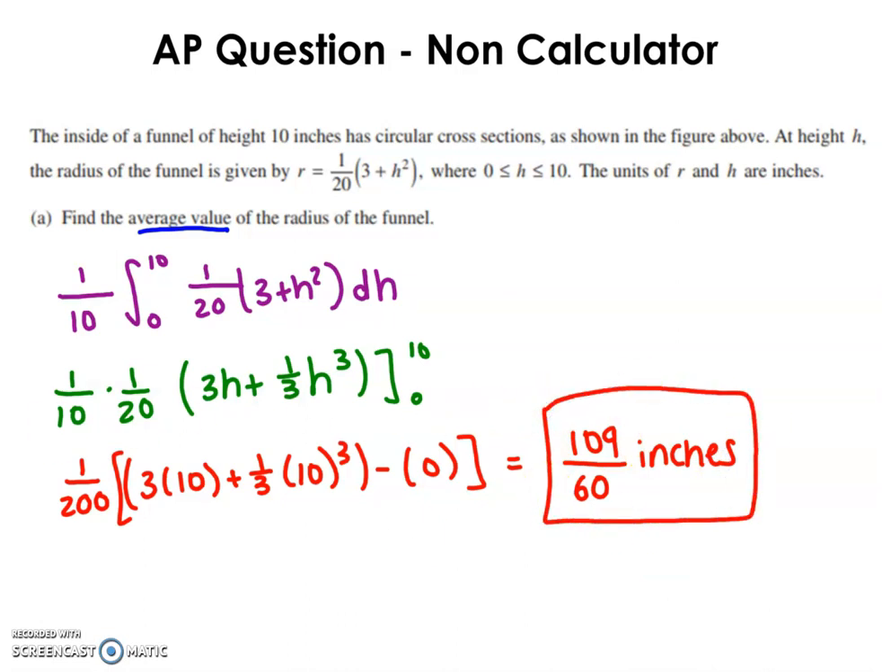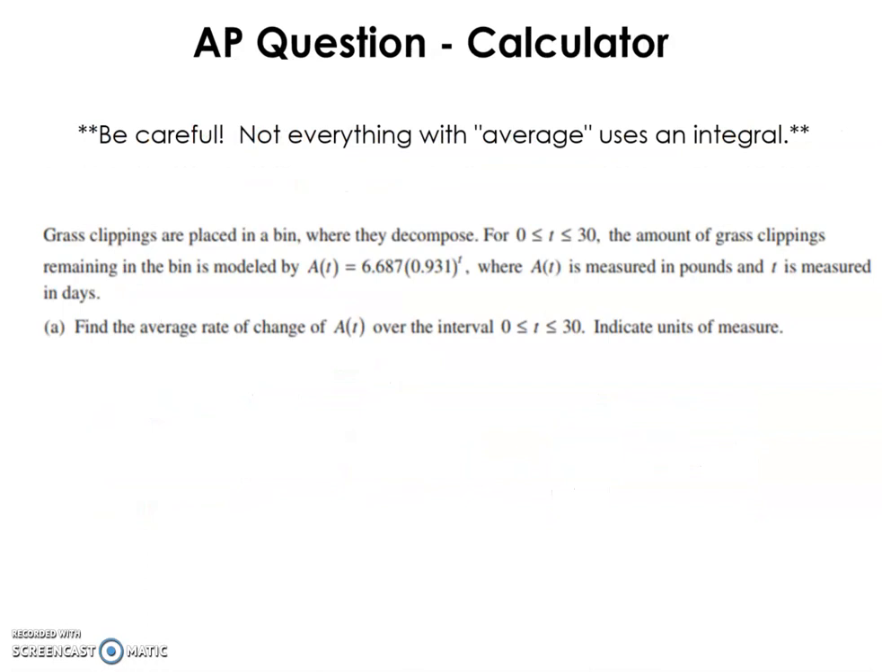Okay, and just one other thing I want you guys to be careful of. Not every question that uses the word average will be an average value question. So here in this problem, we've got these grass clippings that are placed in a bin and they decompose, and we're in the interval from 0 to 30. The amount of grass clippings remaining in the bin is modeled by A of t equals this, where A of t is measured in pounds and t is measured in days. Find the average rate of change of A of t over the interval from 0 to 30.